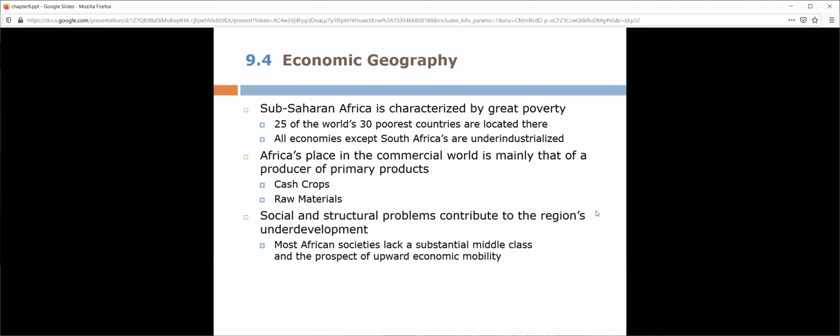Social and structural problems, of course, contribute to the region's underdevelopment. We said about it before. One of the problems that Africa had is its rivers were not conducive to travel. So Africa couldn't build itself a nice interconnected pre-railroad transport system in a way that Europe, America, Asia could. So it lagged behind from the get-go.